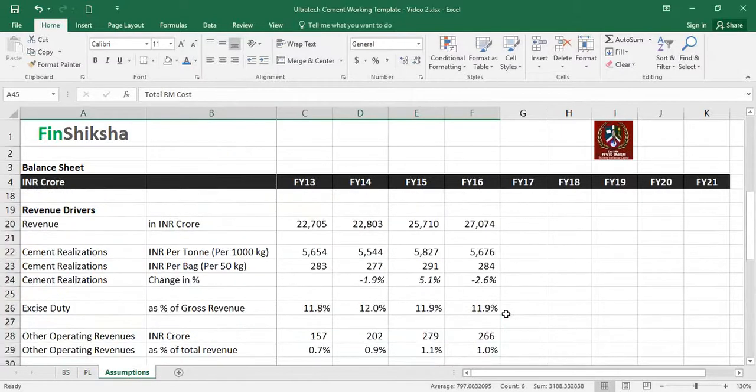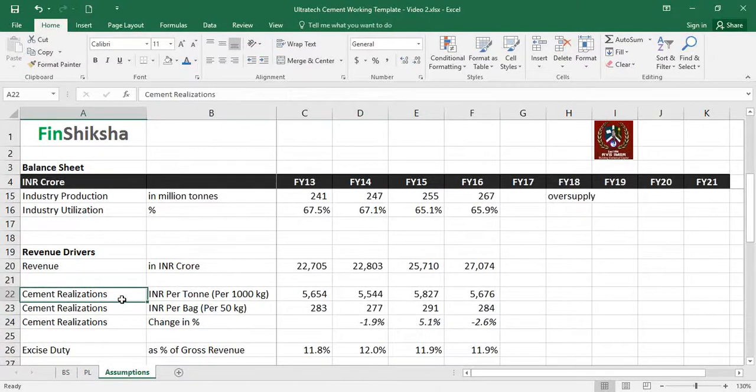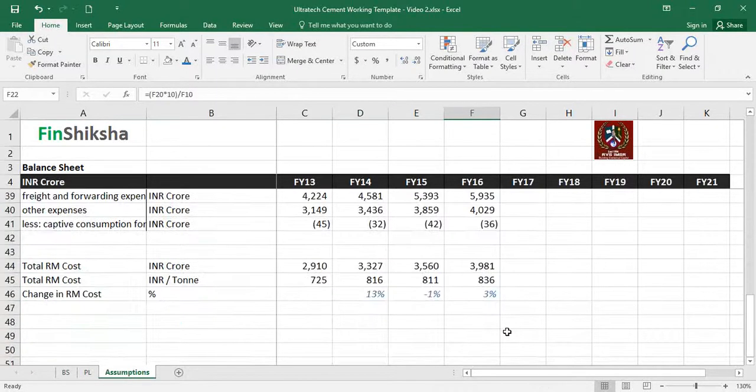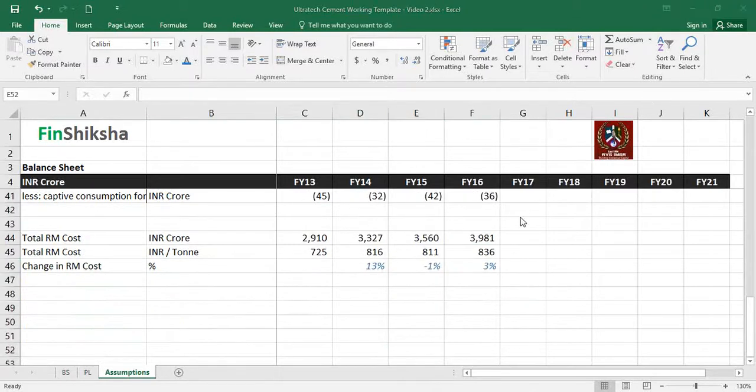And what is the price per ton we have seen? Cement realizations per ton is 5676, out of which about 836 is purely the raw material that goes into cement. Now, what is the raw material that goes into cement? That's all your limestone, gypsum, etc. that you find is going to be your raw material.